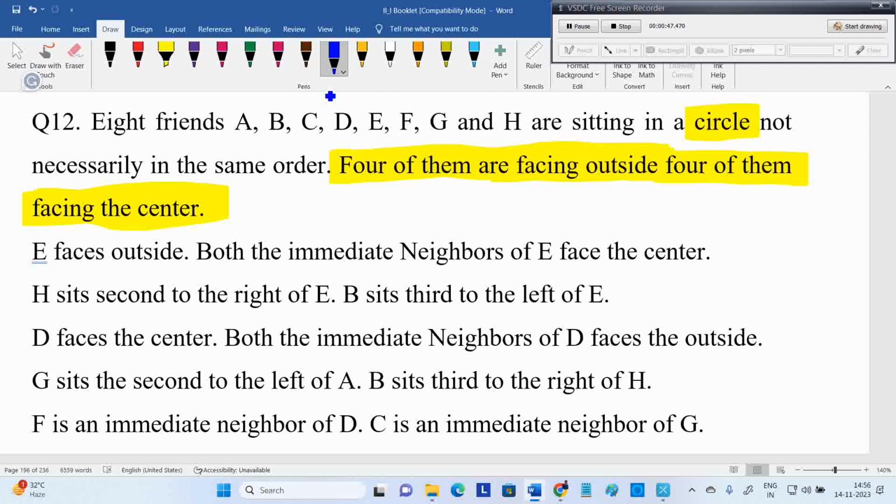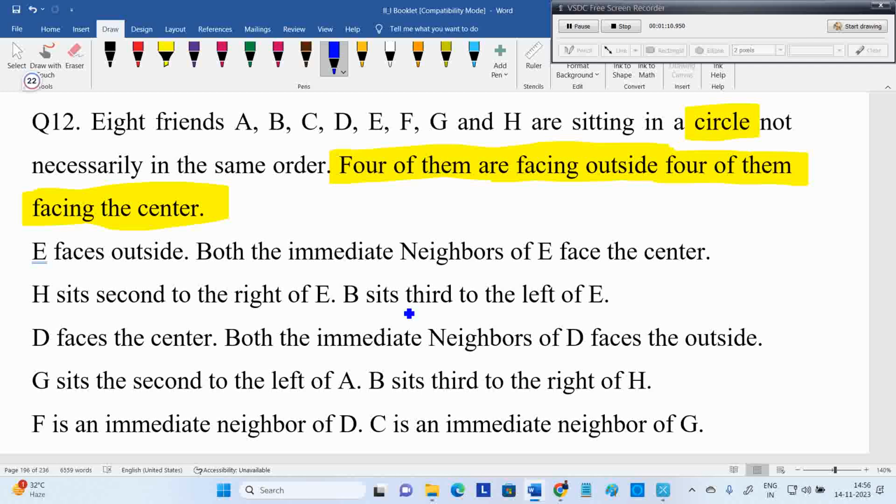If they're given in the question, this is easy. Suppose let's say A, B, C are facing outside, and E, F, G, H are facing towards the center. If they mention that in the question, okay, quite good. But they didn't mention that in the question, so kindly understand that point. Out of the total 8 people, 4 are facing outside. Who is that? We need to track.